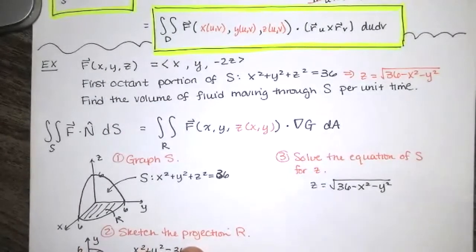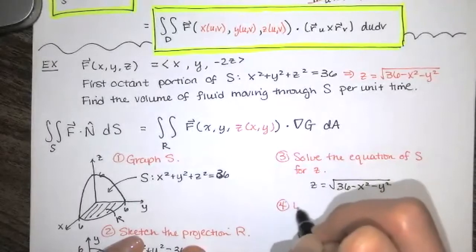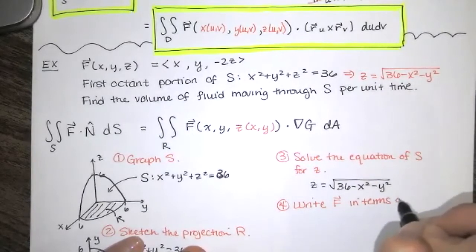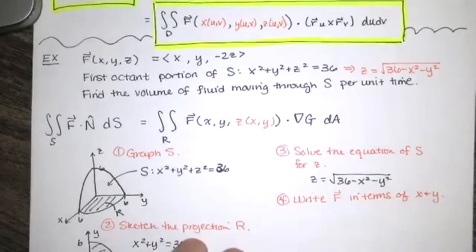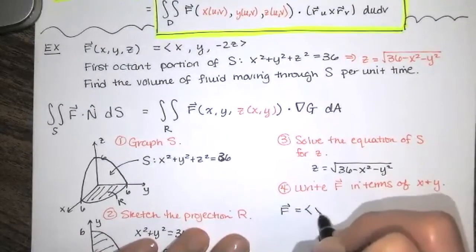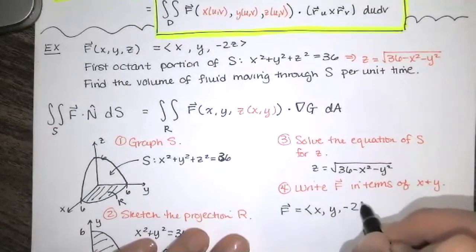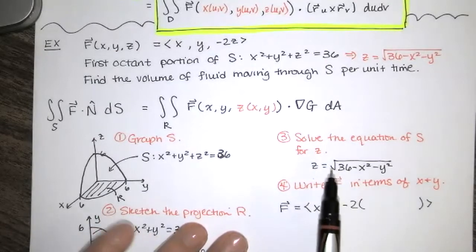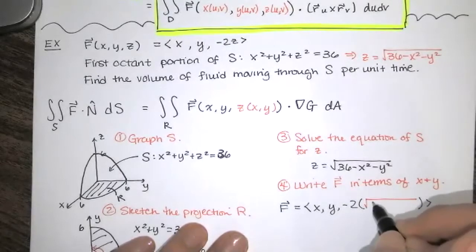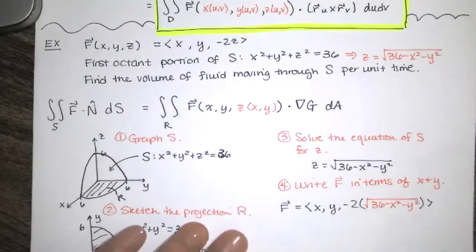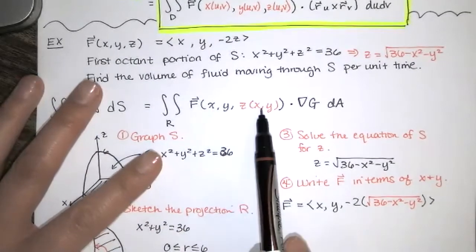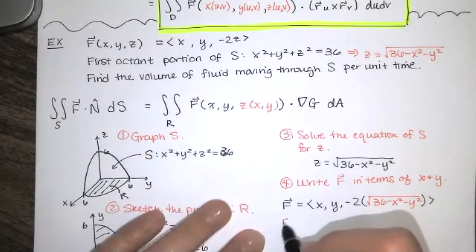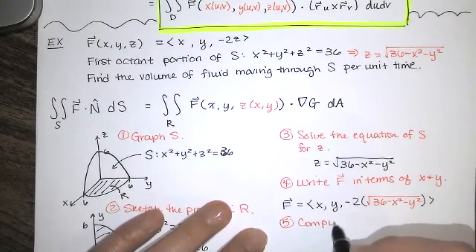And then we want to write our field in terms of X and Y only. So our field was originally X times I hat plus Y times J hat minus 2 times Z. You want to replace your Z with whatever it is in terms of X and Y on your surface. And it just so happens to be the positive square root of 36 minus X squared minus Y squared. Okay. Now I just need the gradient of capital G. So I need to find capital G and then compute its gradient.